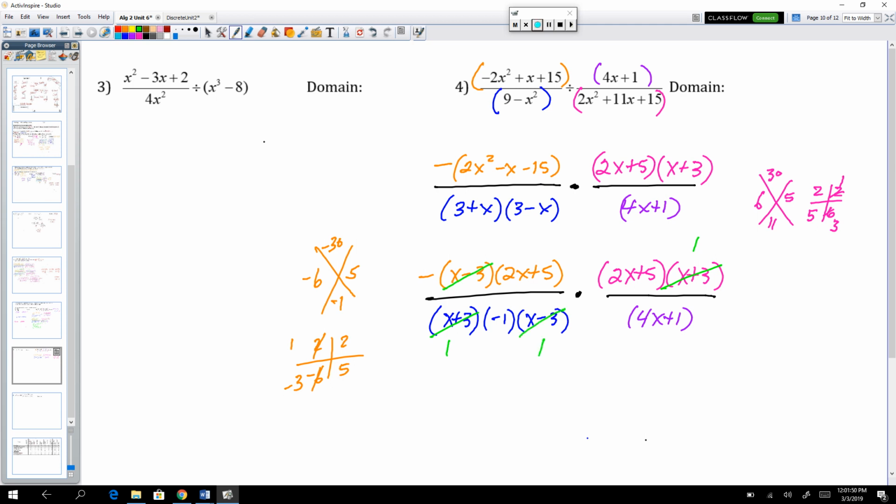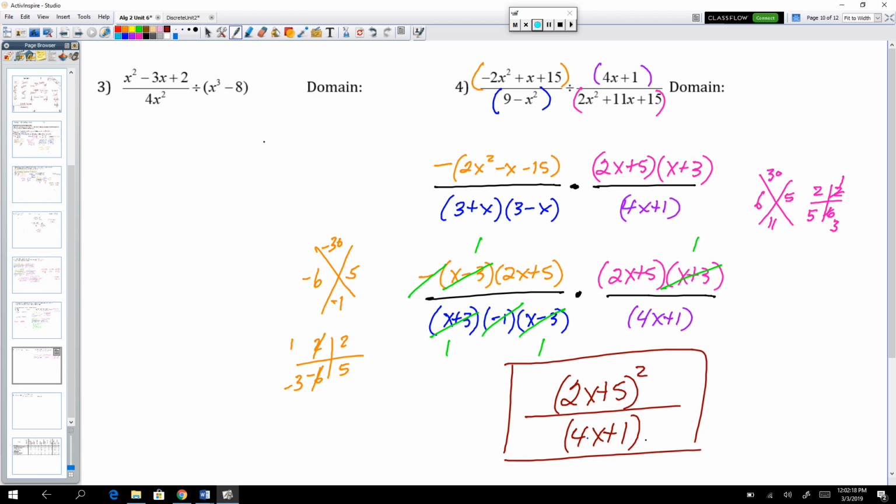I see x minus 3 and x minus 3. I see -1 and -1. And those 2x plus 5s are right next to each other. Those cannot be canceled. So they're on the same level there. So you have 2x plus 5 squared. If you wanted to write them twice, that's fine as well. And on the bottom you have 4x plus 1. So that's your final answer to that division problem.